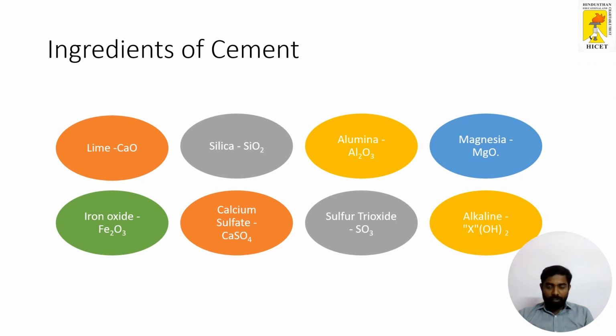The various ingredients of cement include lime, CaO; silica, SiO2; alumina, Al2O3; magnesia, MgO; iron oxide, Fe2O3; calcium sulfate, CaSO4; sulfur trioxide, SO3; and alkalis, that is Na2O or K2O.